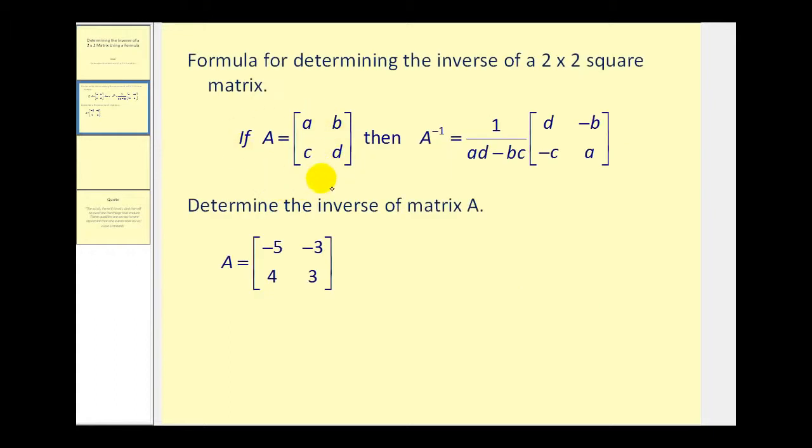So if we have matrix A in this form, then A inverse will equal 1 divided by AD minus BC times a matrix in which we interchange the position of A and D. So instead of A being here and D being here, we put D here and A here. And then B and C stay in the same position, but we take the opposite sign. And this will work for a 2 by 2 when AD minus BC doesn't equal 0.